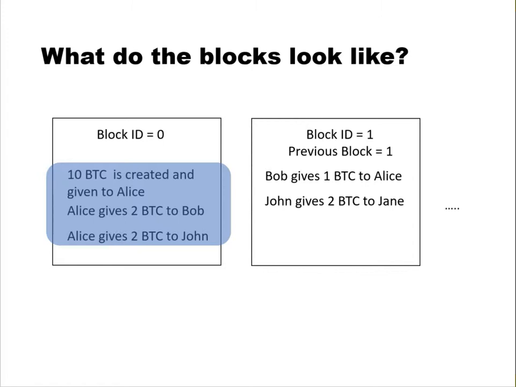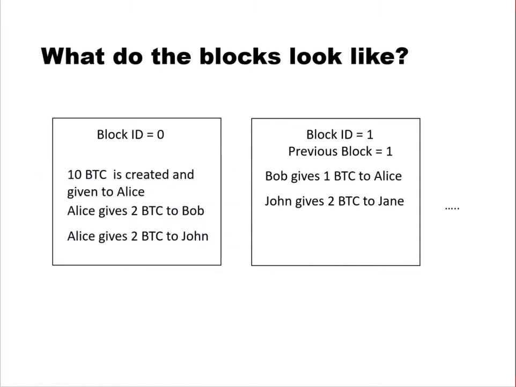Then the block also records two transactions showing that Alice transfers some Bitcoins to two other people. Likewise, the second block also records several transactions. This is basically what blocks look like in the Bitcoin blockchain.